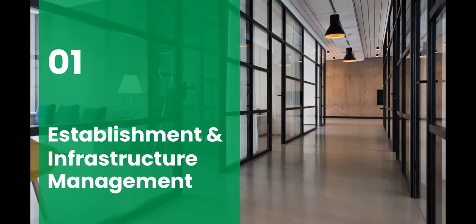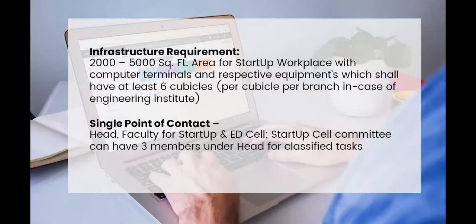As a part of establishment, you need to manage some infrastructure. The primary requirement is a minimum of 2000 to 5000 square feet of area. You can devote this to a startup workspace with 5 to 6 different cubicles where startup teams, whether a faculty team or a student startup team, can work. You devote this entire space to startups only. Whatever resources are there, maybe computer terminals, printers, or the basic infrastructure required for startups, you can give them access to all these things.